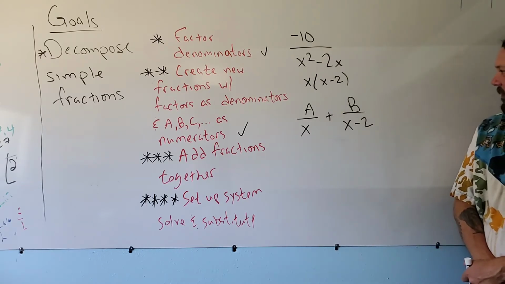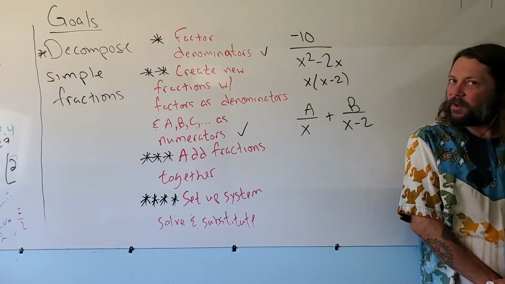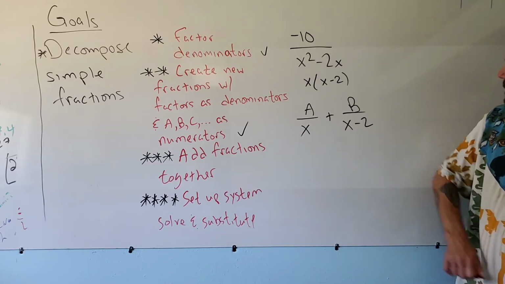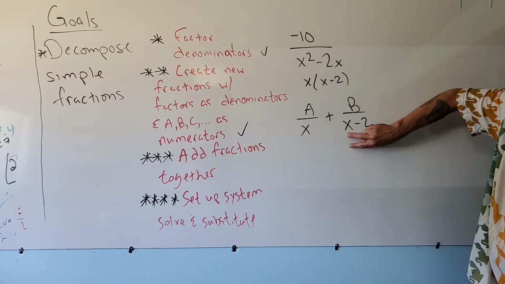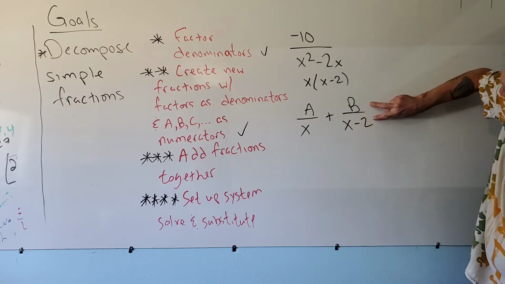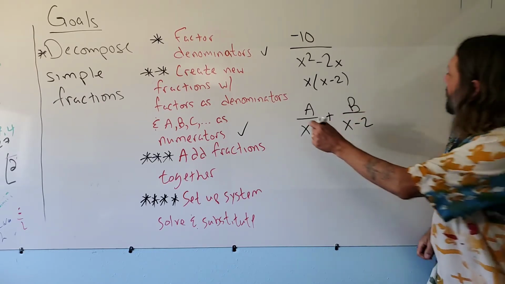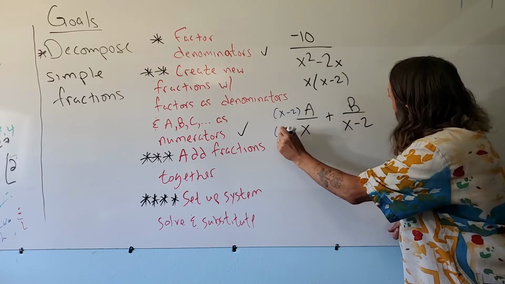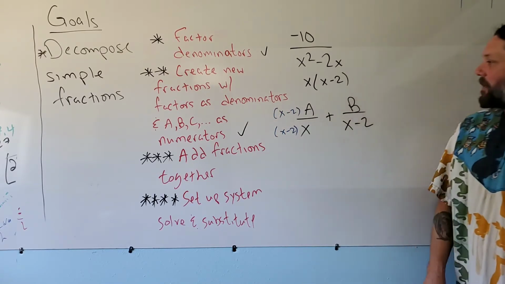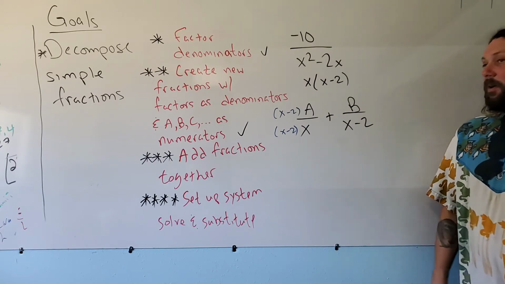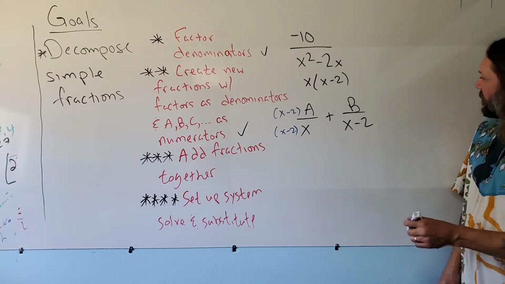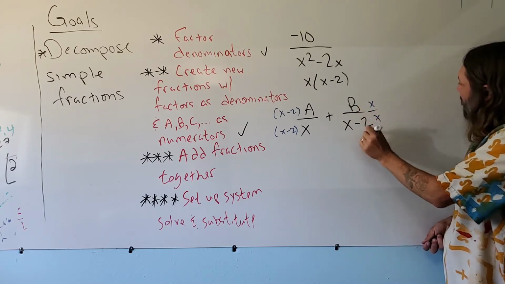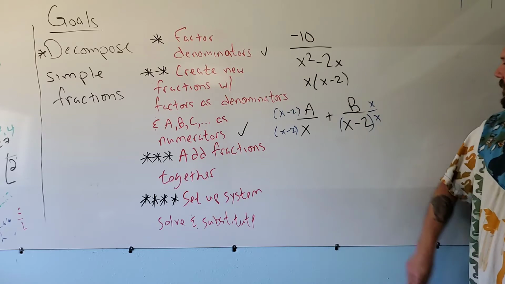I'm going to add the fractions together, which means I need to have common denominators, right? So what that means is I'm going to multiply the first fraction by x minus 2. I'm going to multiply the second fraction by x. So let's see here. So you get x minus 2. You get an x minus 2. And remember, it's x minus 2 over x minus 2 because that's the way we get the value 1. And the value 1 does not change the number. This fraction gets an x over x.